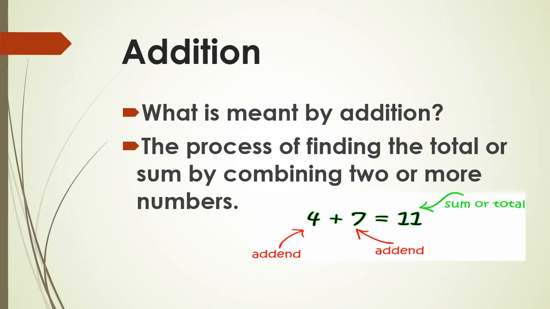The first number is called an addend. The second number is also an addend, because we have the addition symbol here. So when we add two numbers, we will get the result as the sum or total.